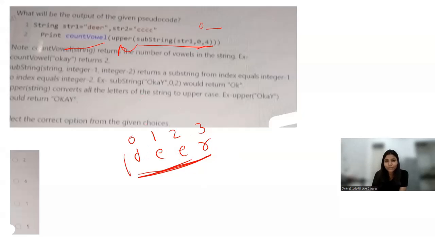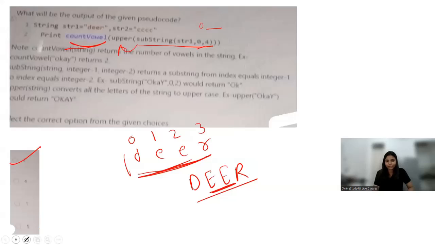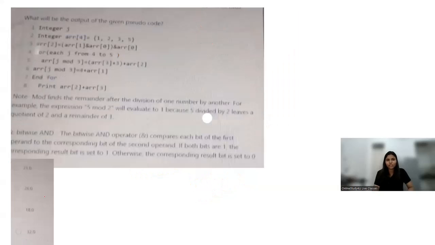Now we need to convert this substring into uppercase letters. So we will be updating it into uppercase, right? We have updated. Now we need to count the vowels in this string. So vowels are only 2. So 2 will be the correct answer over here, right? The question seems quite difficult, but it is not difficult. We just need to follow the instructions, then we can crack these types of questions. Okay, let's move on to the next question now.